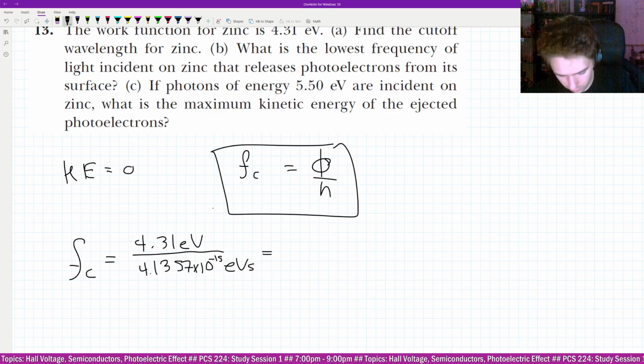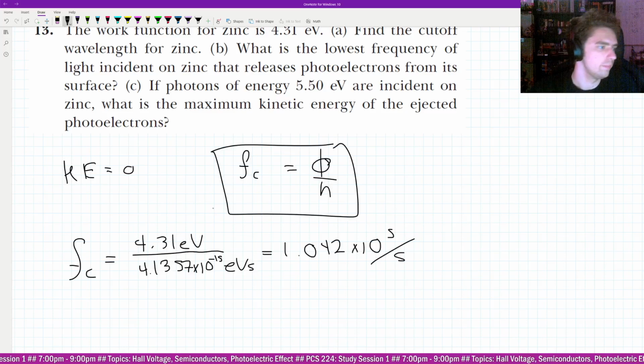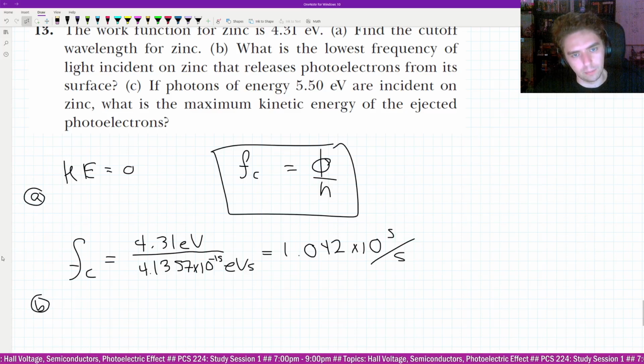4.31 over 4.1357 times 10 to the negative 15. I get 1.042 times 10 to the 15 per second. That's part A. Part B, what is the lowest frequency of light incident on zinc that releases photoelectrons from its surface?